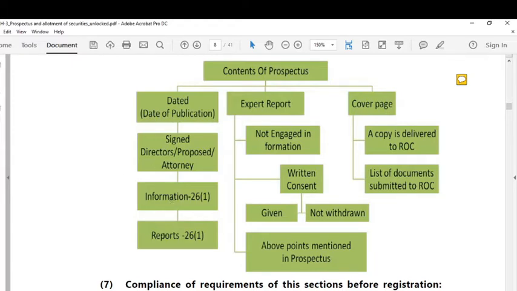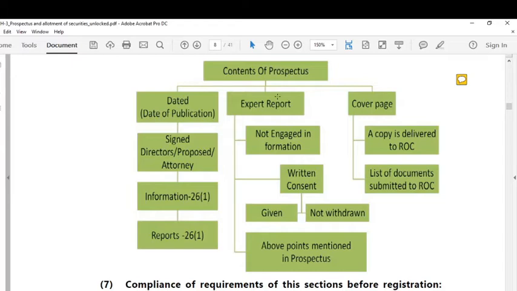And the fourth point is the reports under 26(1). There are certain reports which have to be included in the prospectus. The second area is the expert report. Students, every prospectus should have an expert report. This is the guiding force for the subscribers to purchase shares in any company.